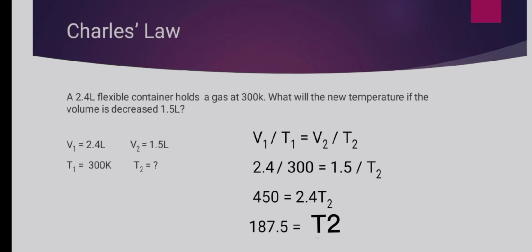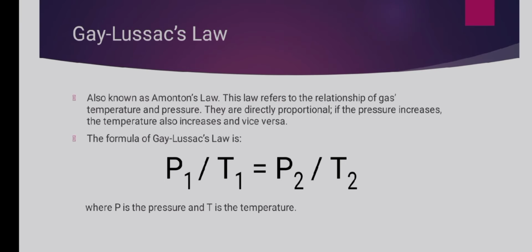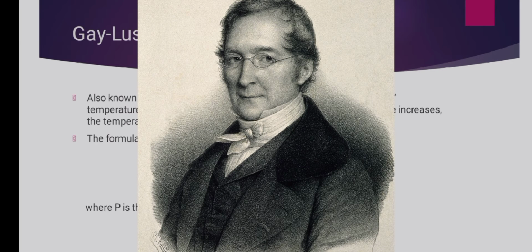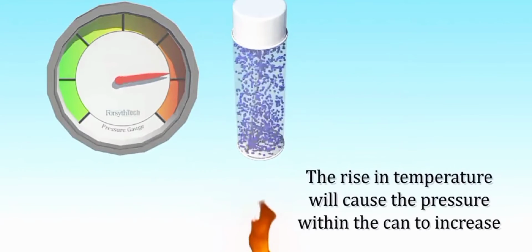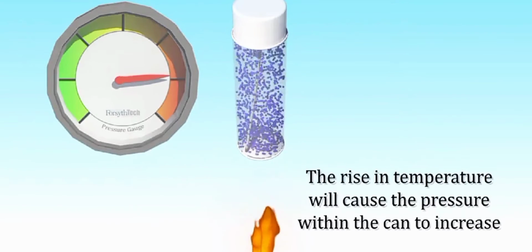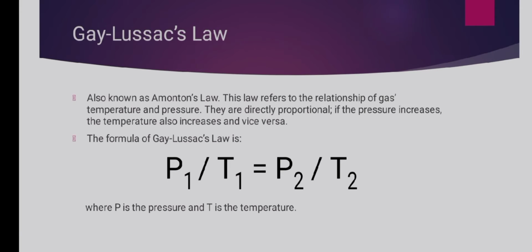Let's go on to another law, which is Gay-Lussac's law. Gay-Lussac's law was named after another French chemist, Joseph Louis Gay-Lussac, who formulated the law. Gay-Lussac's law, also known as Amontons' law, refers to the relationship of gas temperature and pressure. They are directly proportional. If the pressure increases, the temperature also increases, and vice versa. The formula of Gay-Lussac's law is P1 over T1 equals P2 over T2.